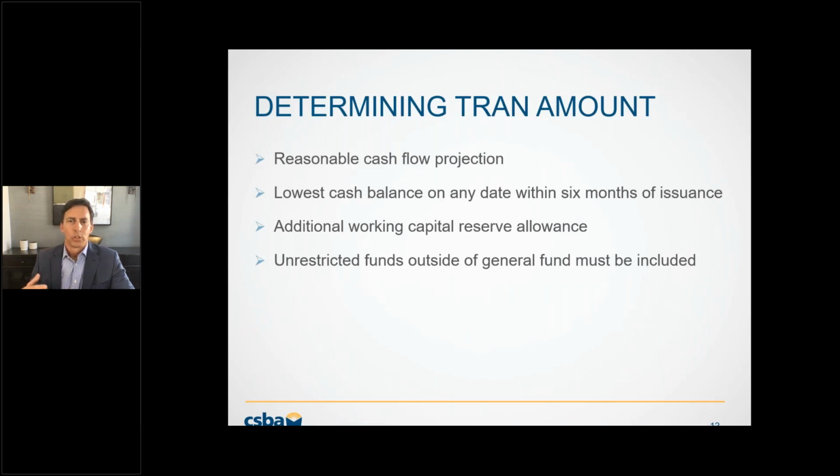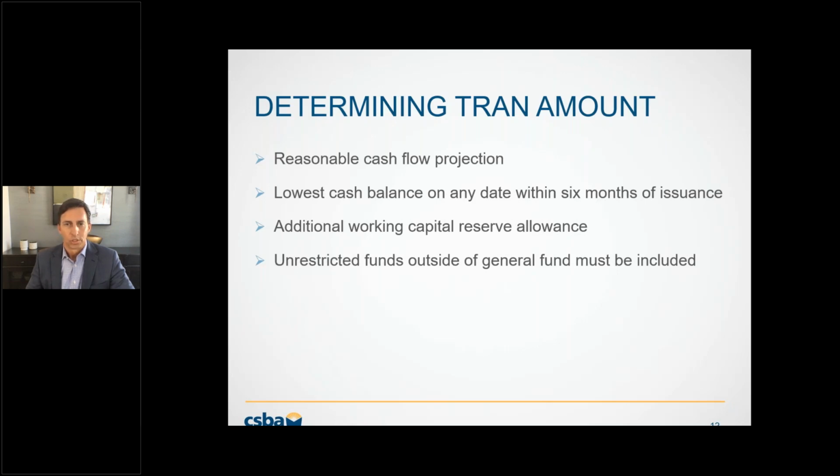And again, determining the TRAN amount is largely based on federal tax law rules. The IRS requires that a district prepare a cash flow, and that cash flow justifies the need for the TRAN. So we'll look at your lowest cash balance, and that lowest cash balance has to occur within 6 months of the date that you issue the TRAN. That affects the timing of when we can actually issue TRANs to cover the deferrals.